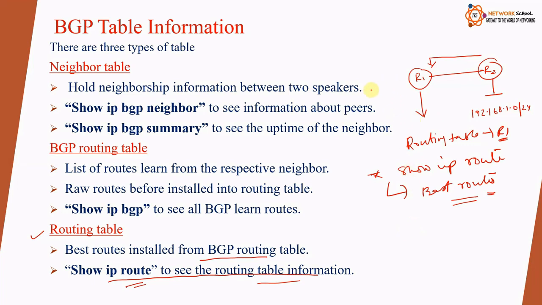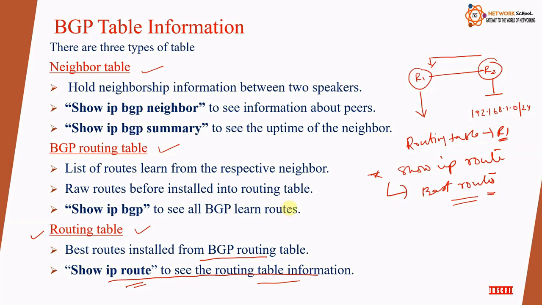So before I complete, let me recap. We have learned about the neighbor table, the BGP routing table and the routing table. The neighbor table is the table used when a router forms a neighborship with another router; it holds the neighborship information that the router has formed with the other router. The BGP routing table is a table where a router will install all the routes that it has learned from its neighbor.